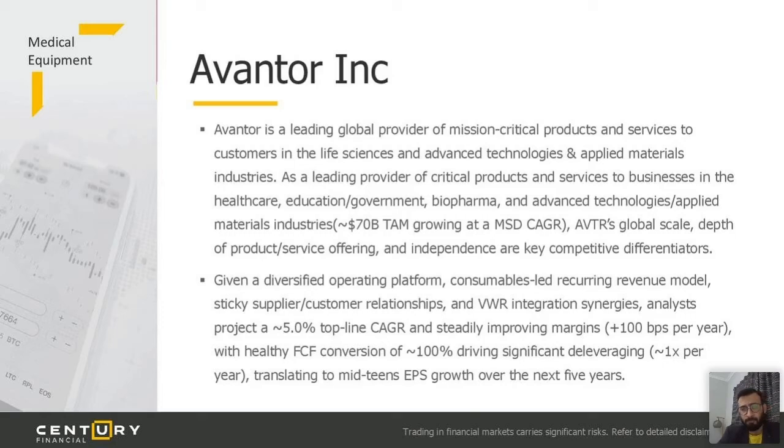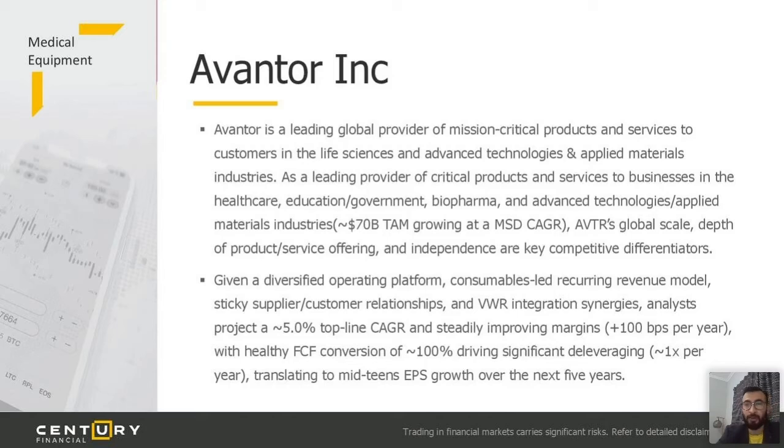So first, the medical equipment company is Aventor, a leading global provider of mission critical products and services to customers in the life sciences and advanced technologies. Now, see, guys, we have to understand every stock will have its fundamentals, compounding annual growth. As you can see, it shows steadily improving margins in the compounding annual growth rate. Compounding annual growth rate means the year on year growth which keeps on increasing. So if there is an increase in CAGR, that is something which is good. Similarly, you see healthy FCF conversion of 100% driving significant deleveraging. FCF means the free cash flow.